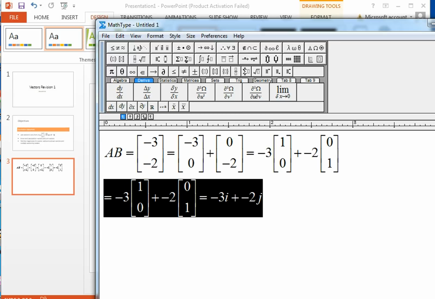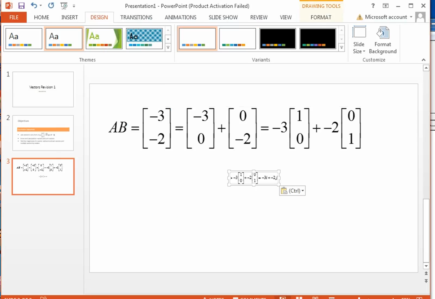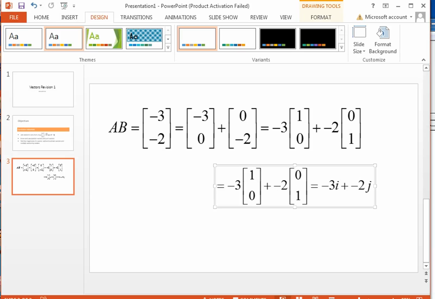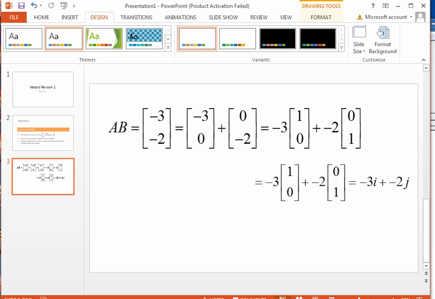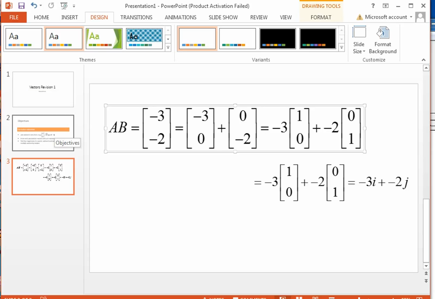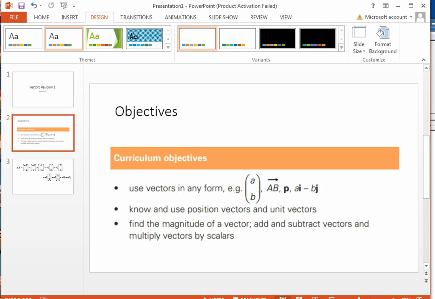Or that is now equal to this based on what we have just mentioned a while ago. There you go. So basically, they're equal with each other. Alright, so that is our response to this objective number 1. Okay, use vectors in any form, AB, AI plus BJ.